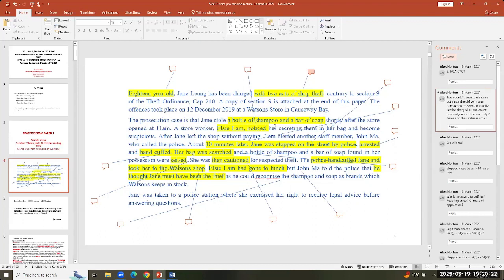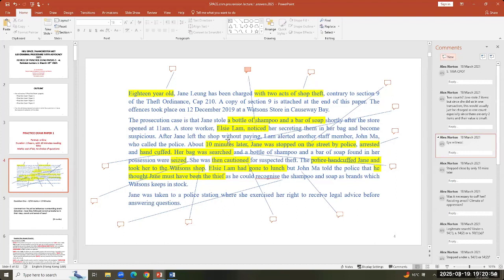The next thing I have highlighted as relevant is the items in question, a bottle of shampoo and a bar of soap. Why is that important? Because we're not talking about high value items here, right? Presumably fairly low in value. That goes to the seriousness of the offense. We have Elsie Lamb notices her putting them in the bag. What is that making me think about? Eyewitness. So perhaps this question is going to go somewhere into the area of identification.